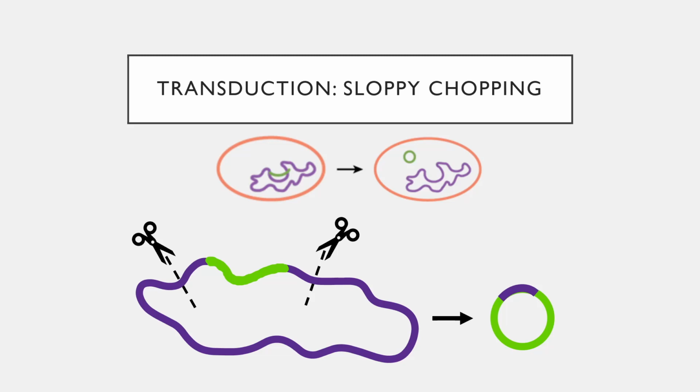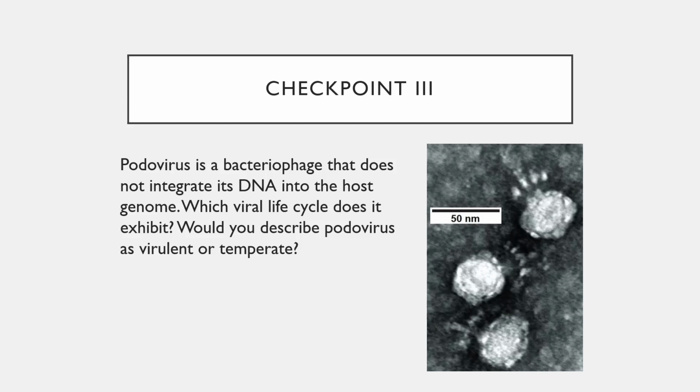So in this checkpoint, I want you to have a look at the bacteriophage podovirus here. Podovirus does not integrate its DNA into the host cell genome. So tell me, which viral life cycle does it exhibit? And would you describe podovirus as virulent or temperate?